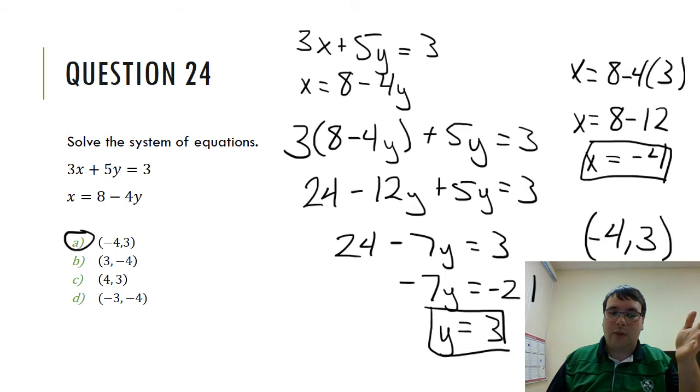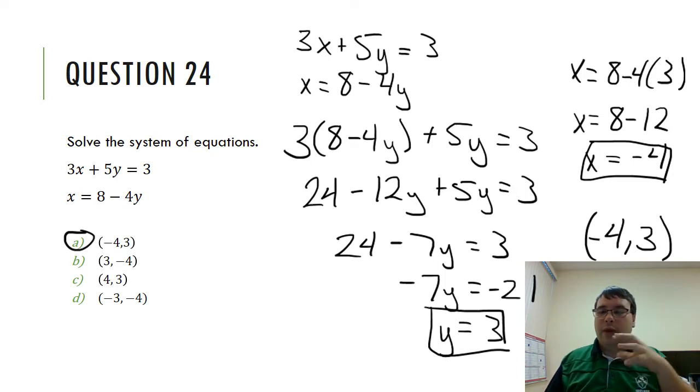Cool. So I got y is 3. But what is x? Well, we have x is equal to 8 minus 4y, right? But y is 3. So let's try it. So x is equal to 8 minus 4 times 3, which is 12. So 8 minus 12 is a negative 4.